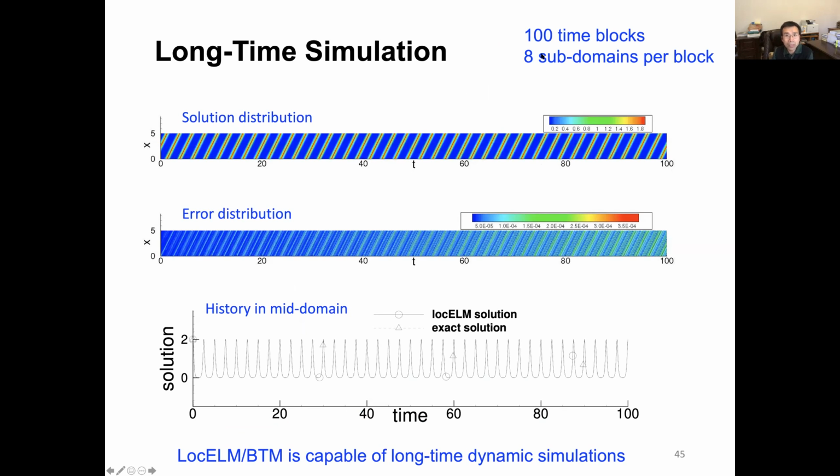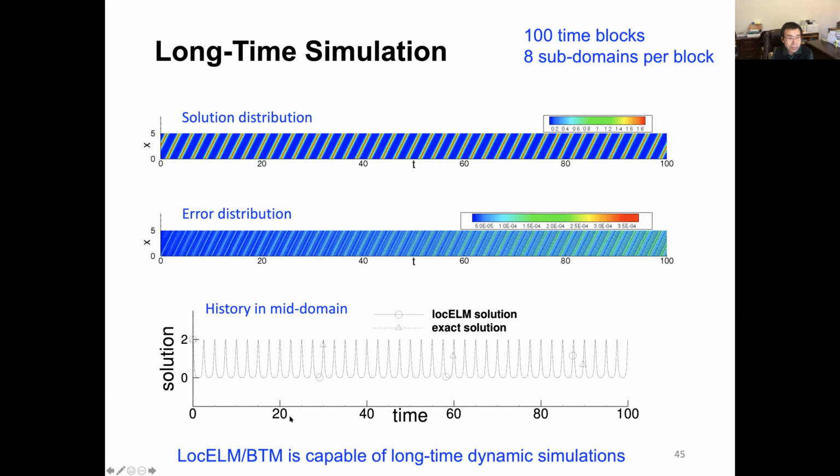So here we use 100 time blocks, and within each time block there are the 8 subdomains. So that's the solution distribution. In the spatial temporal domain, that's the error distribution. And this one is the time signal at the midpoint of the domain in comparison with the exact solution. So here, you know, they basically overlap. I also have the error signal, but it's not here.